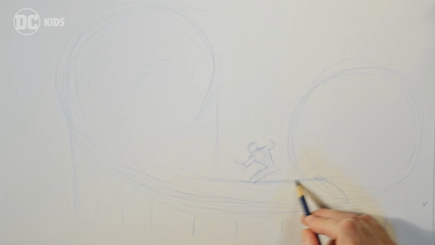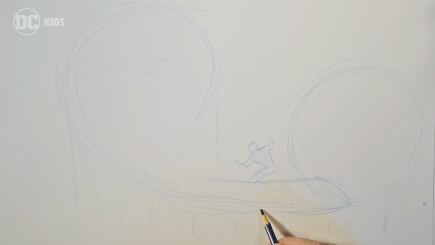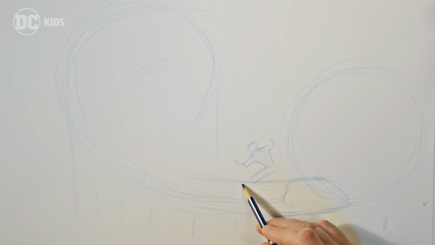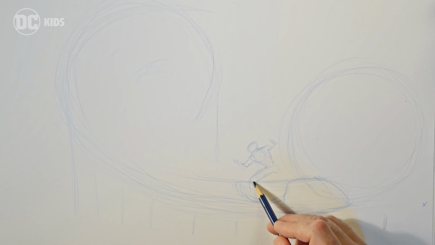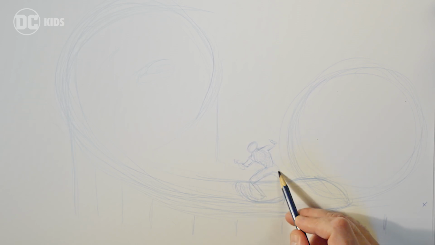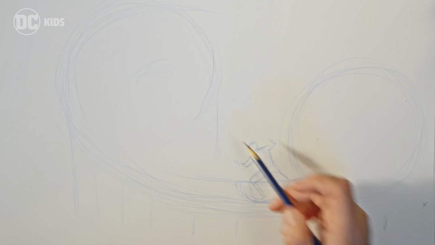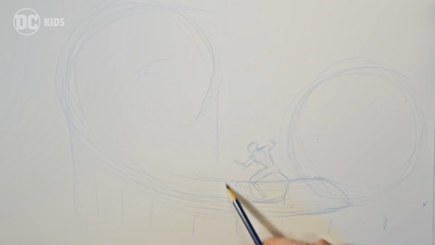I'm going to flesh out the roller coaster itself a little bit here. Here's the front of the roller coaster. Here is the internal bucket where the seats would be. And Joker is standing. I'm going to have him standing on one of the seats, just taunting Batman as Batman jumps on towards him.